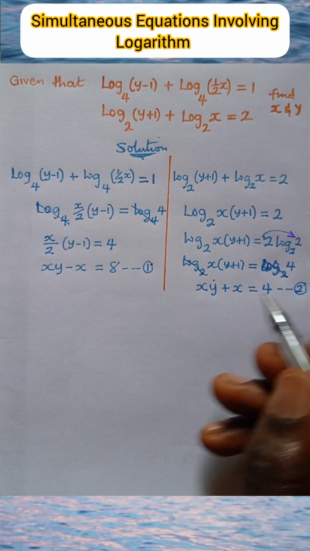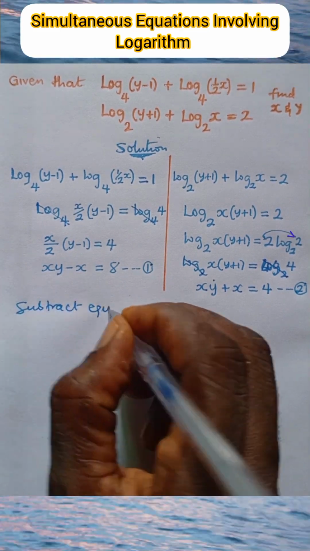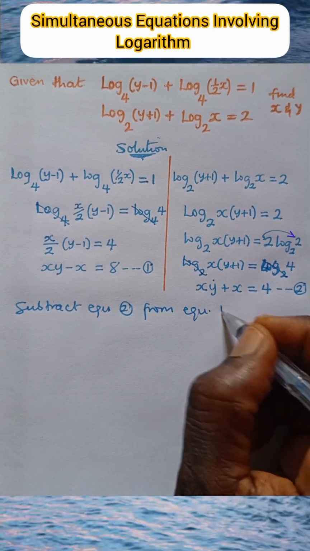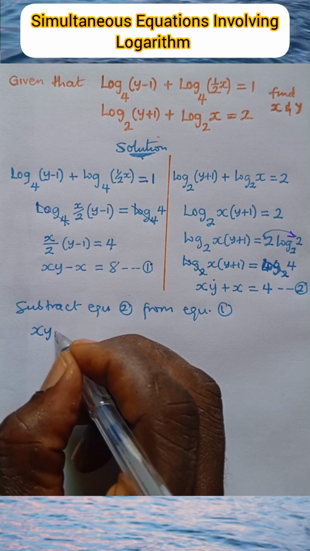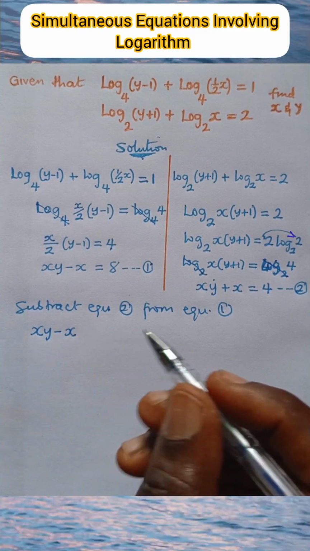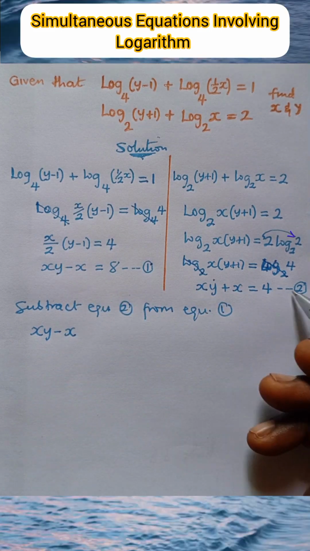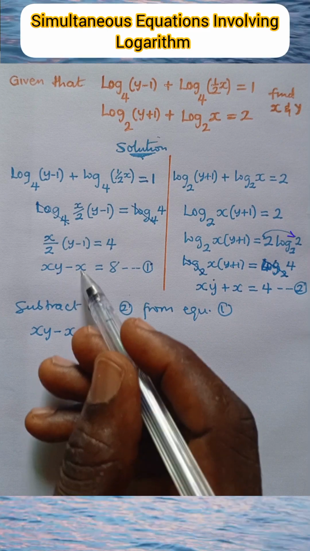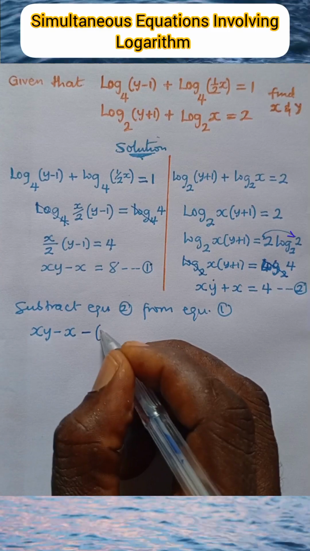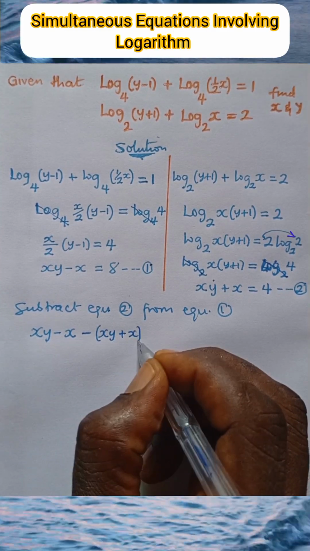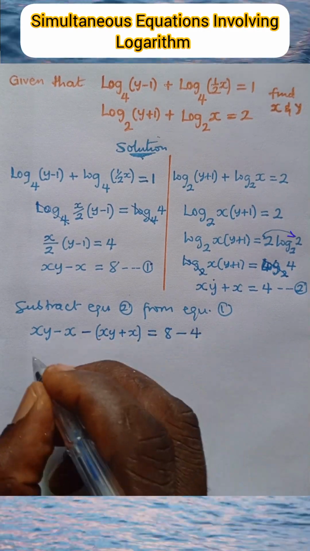So now we're going to subtract equation 2 from equation 1. So this is equation 1. So we come here to write xy minus x. Now when you are subtracting an equation from another equation, the left hand side of one equation should be subtracted from that of the other, and the right hand side subtracted from the right hand side. So this is the left hand side of this equation 1. So we say minus, we remove the left hand side of equation 2, which is xy plus x equal to 8 minus 4. Let's open up the bracket.